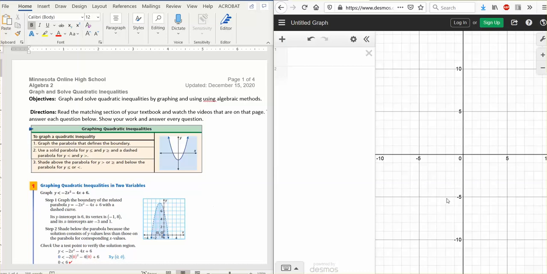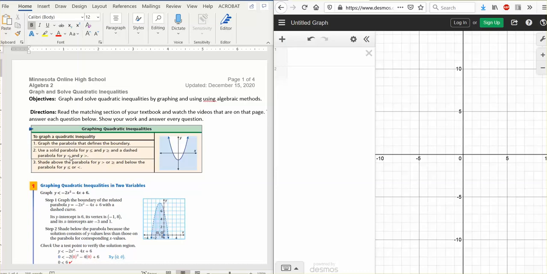So here's the steps we're going to do to graph a quadratic inequality. It's going to look just like a quadratic equation, except for some shading. So first we'll graph the parabola that defines the boundary, and that's going to be just like if it had been y equals something x squared. And you will use a solid line for your parabola if it's less than or equal or greater than or equal, and a dashed line if it's y is less than or y is greater than.